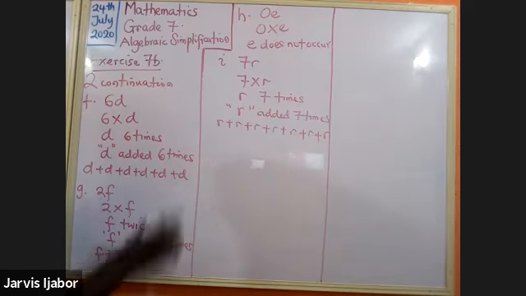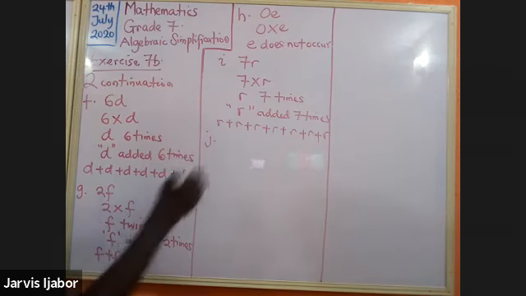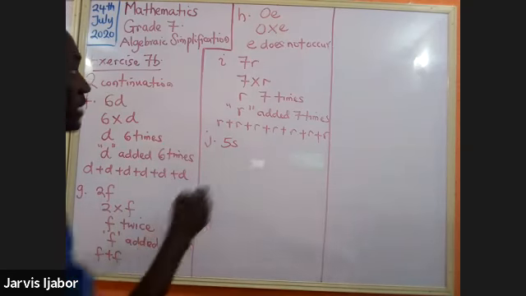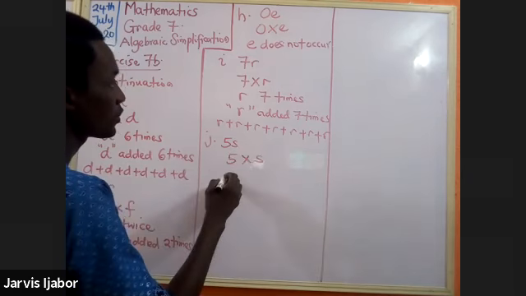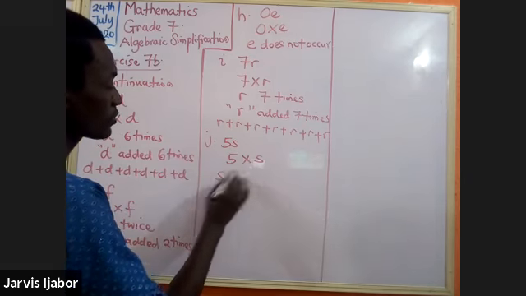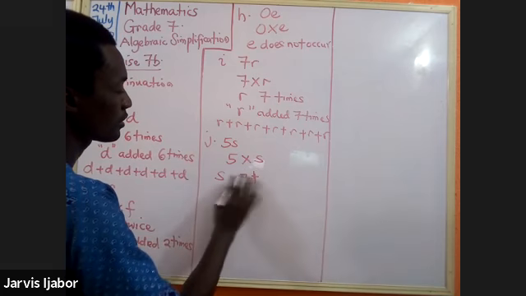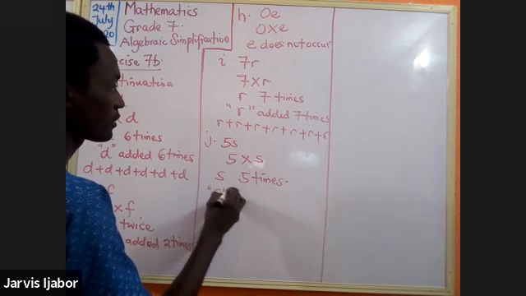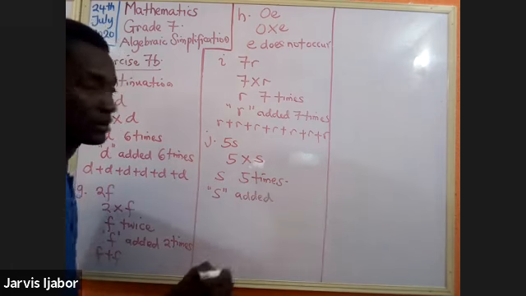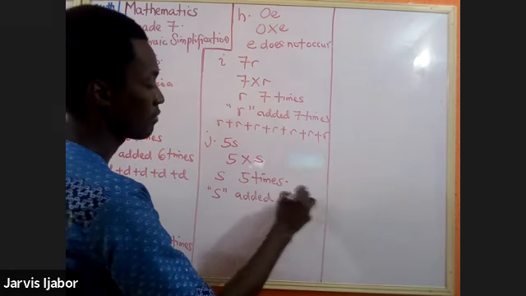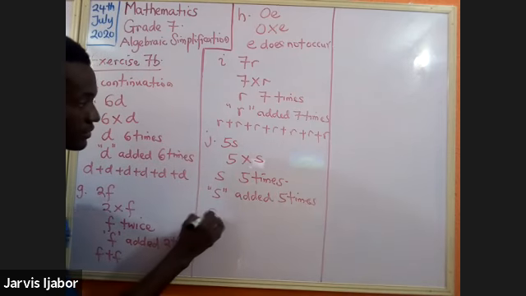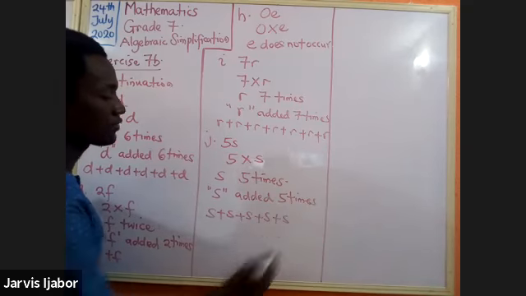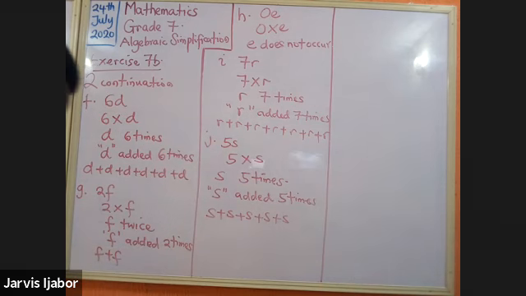The next one is J, which is what? 5S. So 5S, what does that mean? 5 times S, which will mean S occurs 5 times. And S added what? 5 times, or S plus S plus S plus S plus S. 1, 2, 3, 4, 5. All right. So that clears that question.